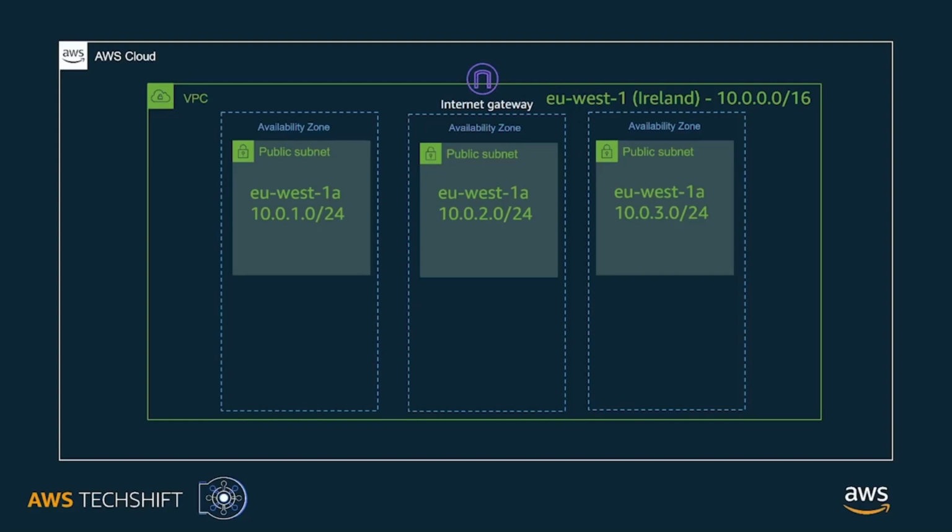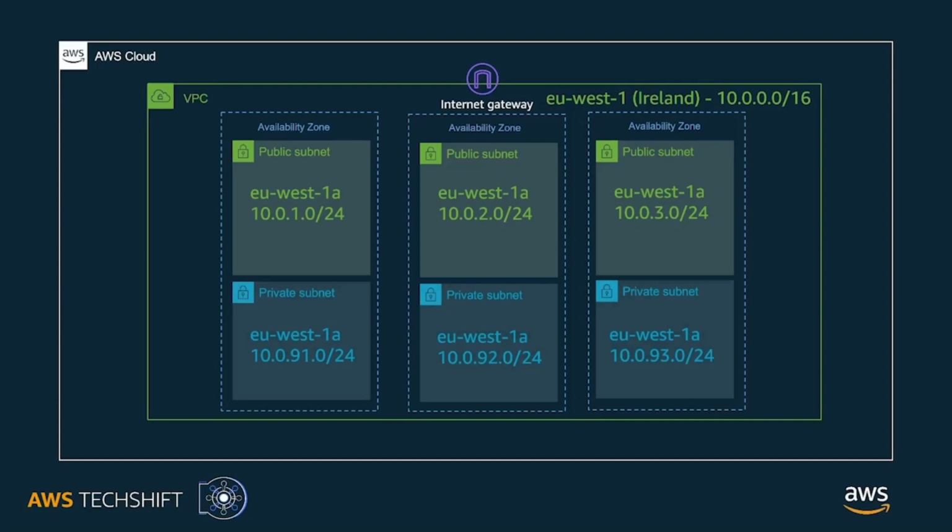An internet gateway can be attached to a VPC to allow access in and out to the internet. This will allow end users to access our application. So far, we have introduced public subnets, which have a route directly to the internet gateway. We are now adding in additional private subnets, again, one for each availability zone, which will not have a route to the internet gateway.